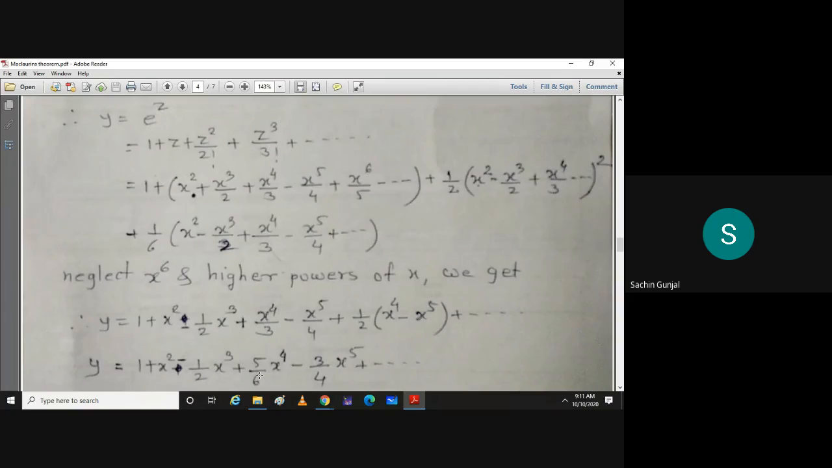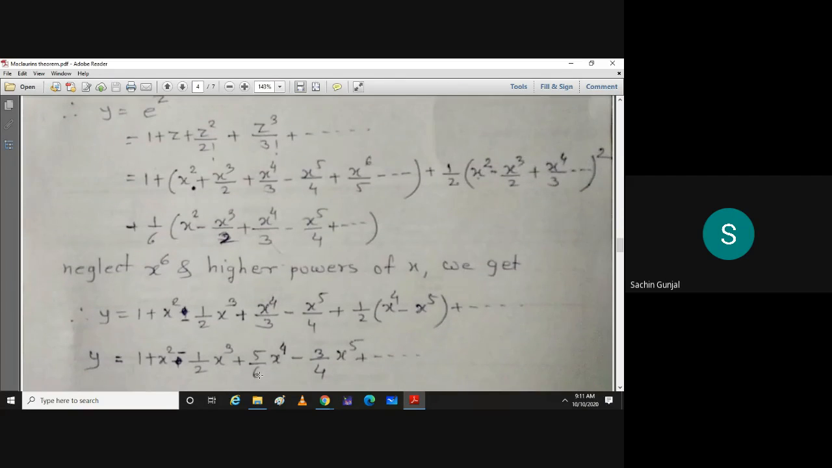Then the coefficient of x raised to 5. What is it? Here it is minus 1 by 4. Where will we get x raised to 5? Here. Okay.